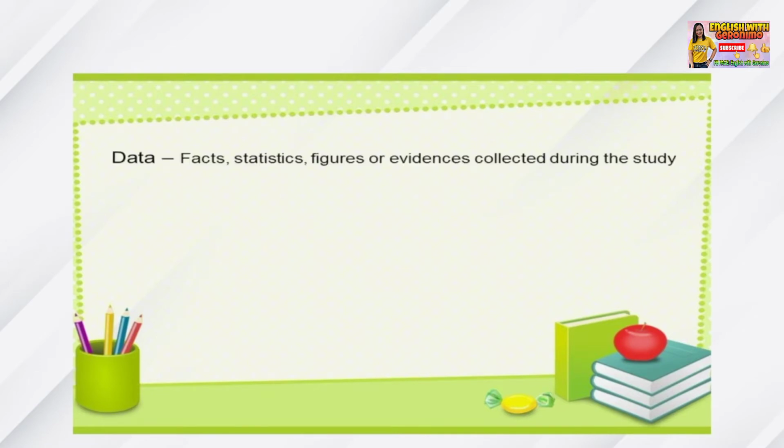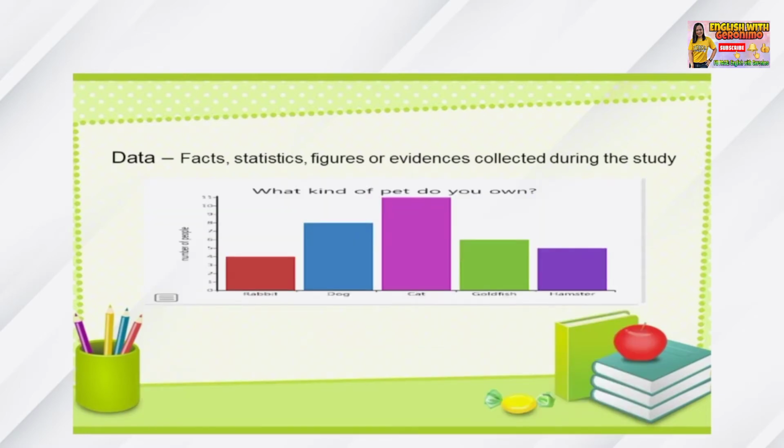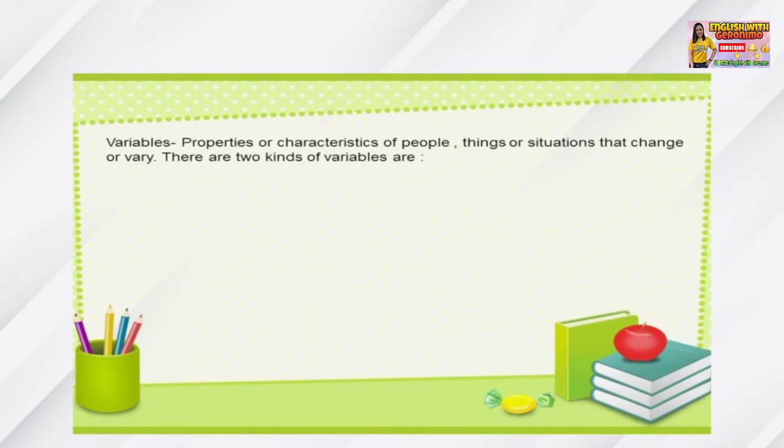In conducting a research, you will use data. Data is a fact, statistics, figures, or evidences collected during the study. Here is the example of a data. The data here is represented in a graph. Next term in research is variables. Variables are properties or characteristics of people, things, or situations that change or vary. There are two kinds of variables.